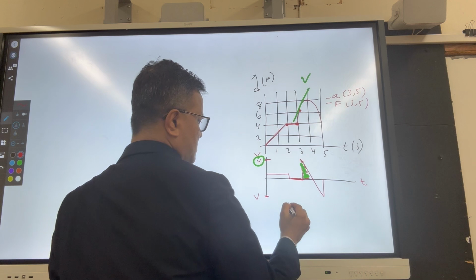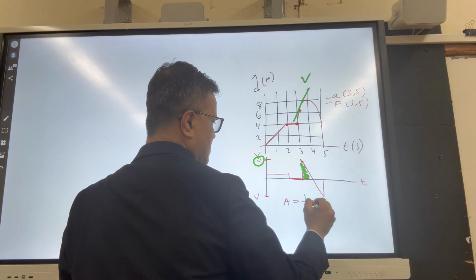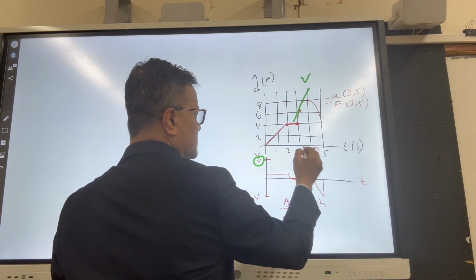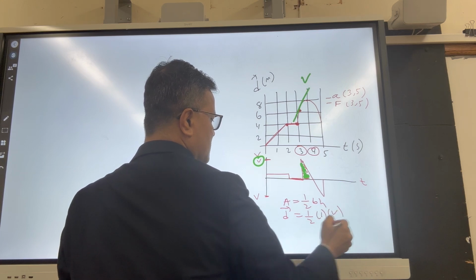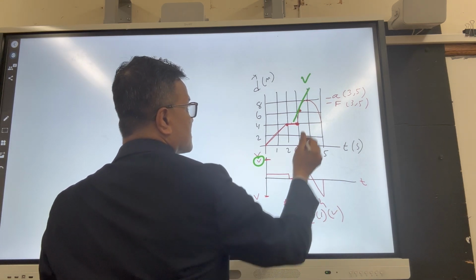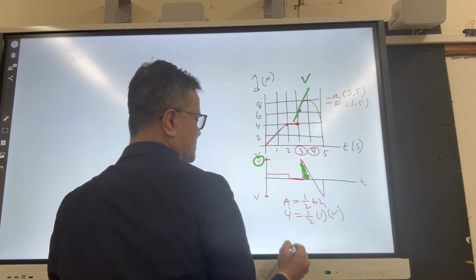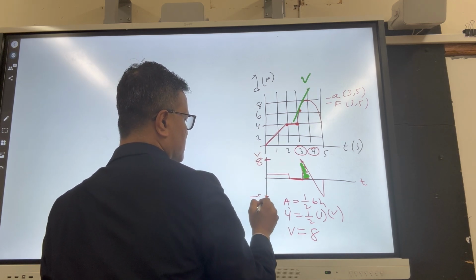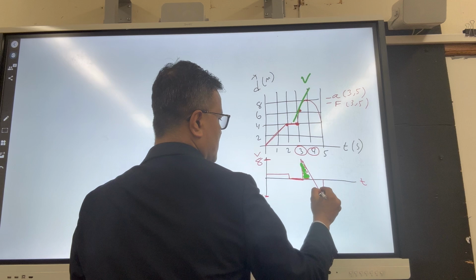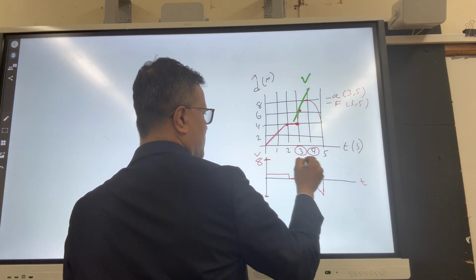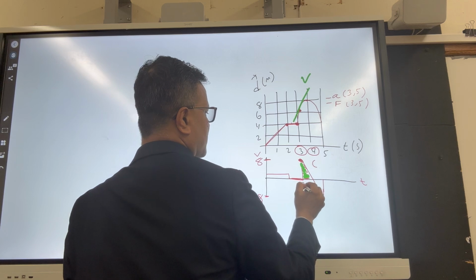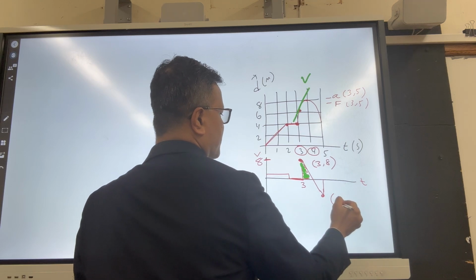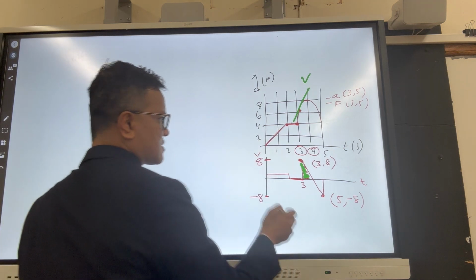We know that the displacement is equal to the area, half b h. B is the time, 4 minus 3 is 1. H is the velocity. And displacement is 8 minus 4, which is 4. So velocity is 8. If this one is 8, this one is negative 8. So what is the point here? Here is 3 comma 8. What is the point here? 5 comma negative 8. We want to find the slope.